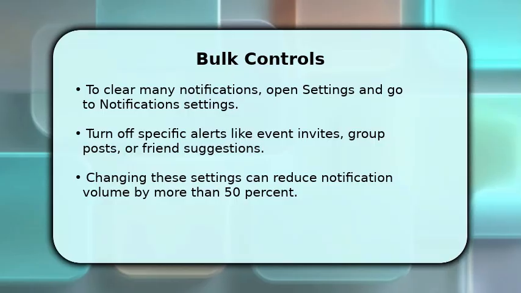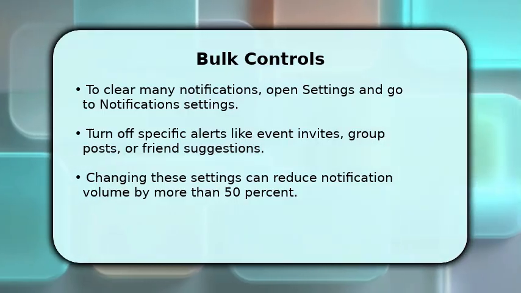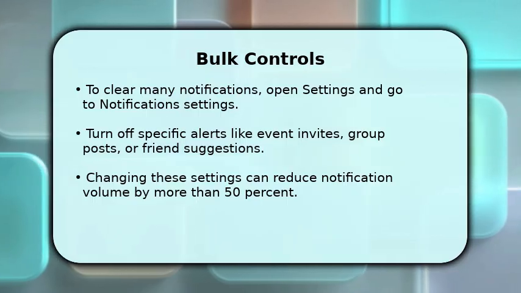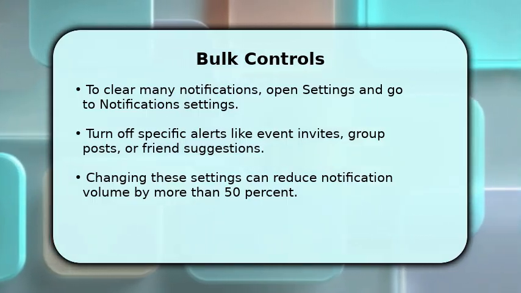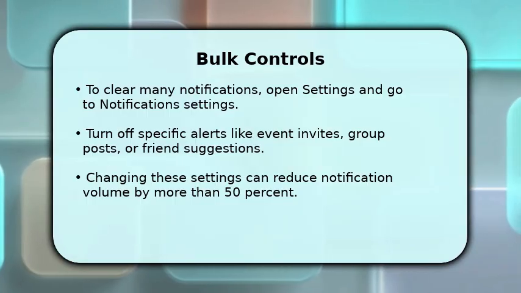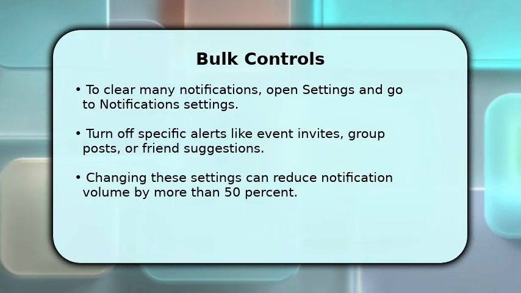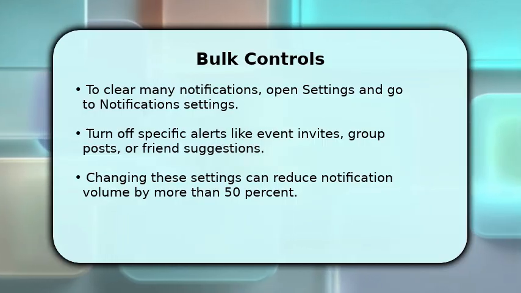To clear many notifications, open Settings and go to Notification Settings. On mobile, tap Menu, then Settings, then Notifications to access controls quickly. Use the notification filters to choose email, push, or SMS categories to edit.